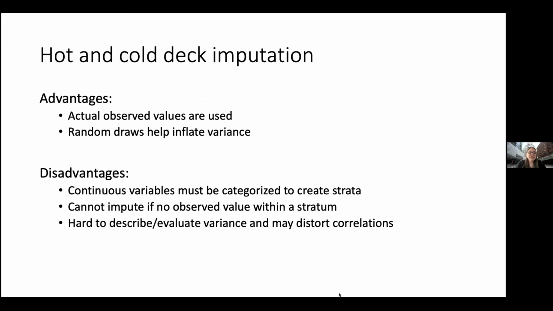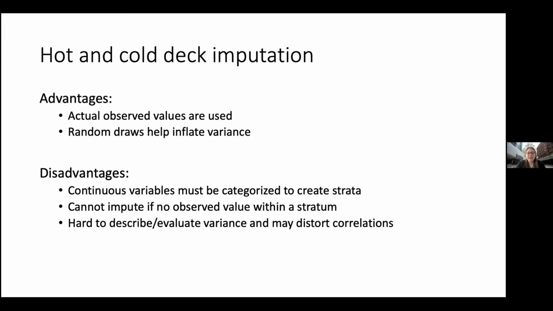So the advantages for this are, we're using an actual observed value, so we end up with a logical value to impute. And the random draw, where you're taking that random observation to impute, does help inflate our variance, which again is a good thing because it helps us with introducing the uncertainty that we have in the imputation process so that we have correct inference.